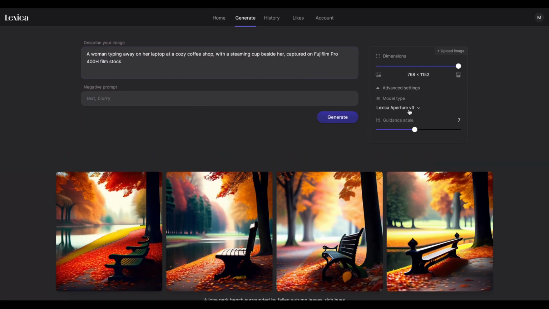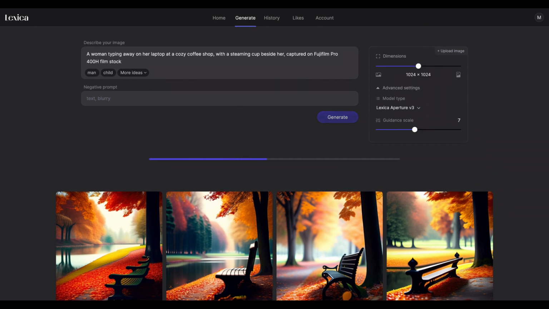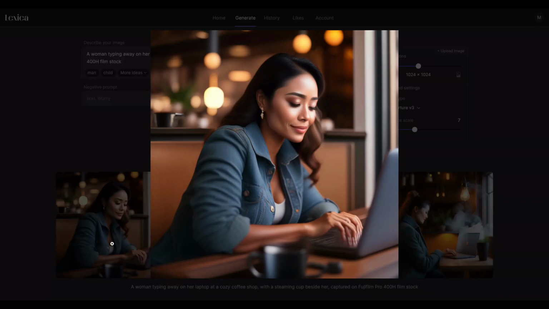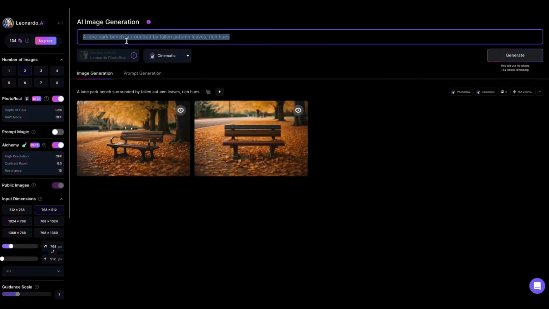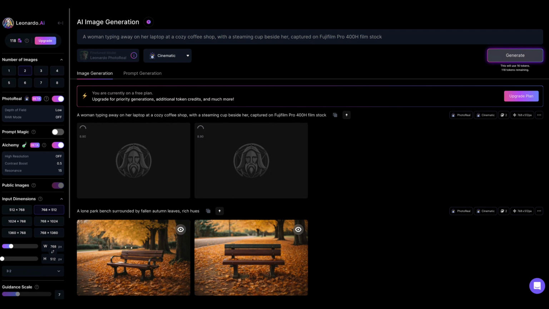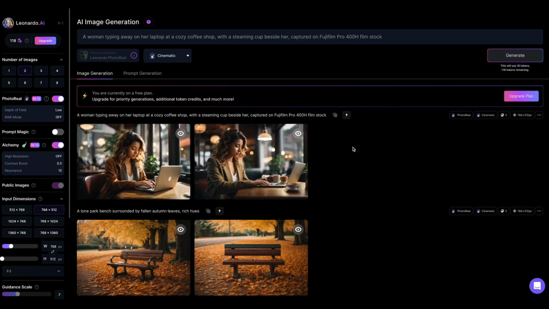Lexica's aesthetic is so beautiful, even if it's not super realistic, and so far it's the best one out of the first 3 tools. Leonardo AI is a very powerful generator, and it hasn't let me down. I used their photoreal model and the result is pretty impressive.